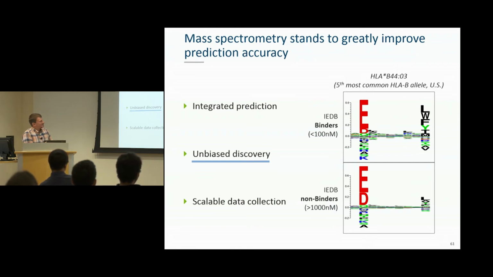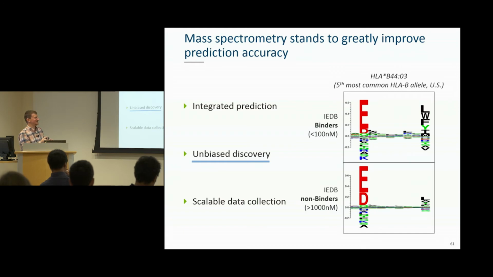So as an example of this, we can look at HLA-B4403. It's the 5th most common HLA-B allele in the United States. There are many measurements for it in the immune epitope database. And if we look at the ones that are strong binders, they have a pretty well-defined motif. But if we look at all the ones that were shown to be non-binders, that weakly bind MHC, you see the motifs look basically the same. So all the peptides that people are trying for this allele look very similar.